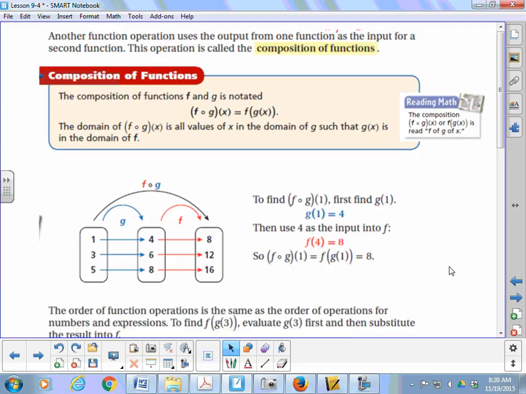All right, composition of functions. Another function operation uses the output from one function as the input for the second. That's called composition of functions. It's written in a couple of different ways. You have f circle g of x, and whichever way you see this, it's just read as f of g of x. And if g goes first, then it's g of f of x. That's not fog, not that hazy stuff in the morning. That's f of g of x, just a little circle.